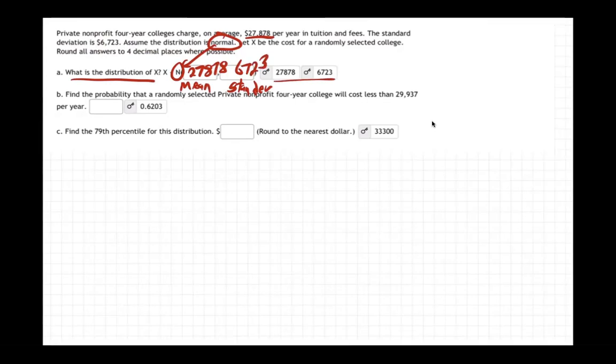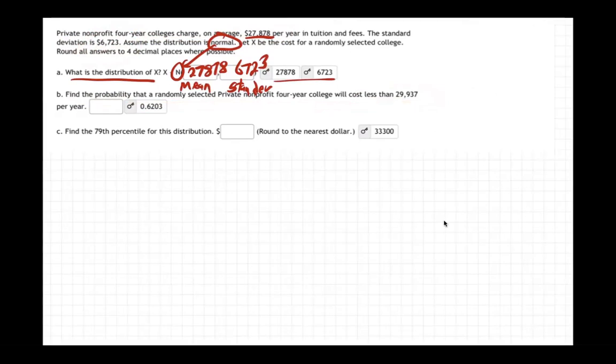Okay, next line. Find the probability that a randomly selected private nonprofit four-year college costs less than 29,937. So if you grab one at random, and this is the truth for all the private nonprofit four-year colleges, that's the average they charge, yet they're not all right on the average. They deviate from that typically by 6,723. What's the chance that if you randomly grab one of those colleges, it will cost less than 29,937? How do we do that?